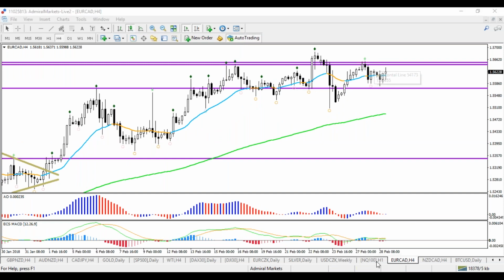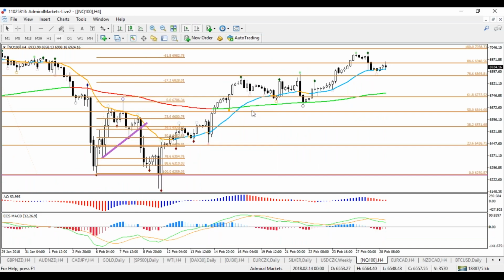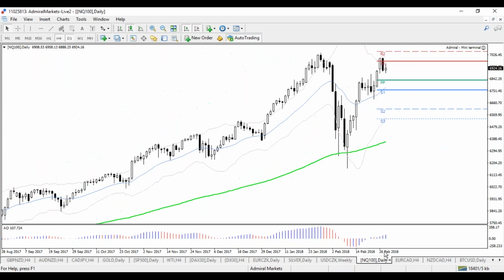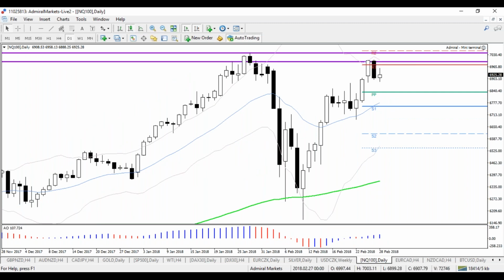We have Nasdaq on the list to look at. And yeah, it basically respected the previous top with a pretty bearish candle. So I would be careful with this. It might retrace deeper, personally, but maybe I'm too pessimistic.